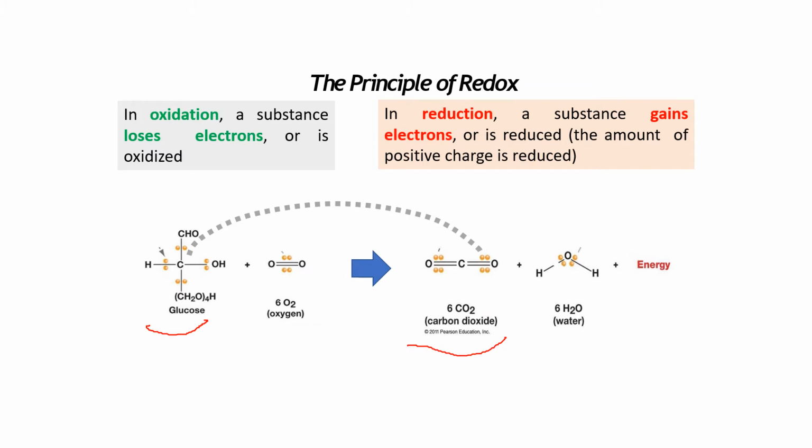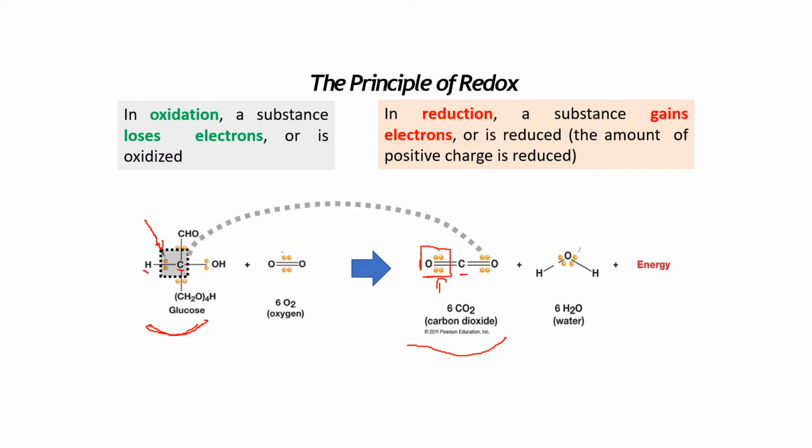Here in the glucose, the electrons are in between hydrogen and carbon. In the CO2, the oxygen is much closer to the electrons. So in other words, the carbon is losing electrons. Before they were close in the glucose, now they are far in the CO2.